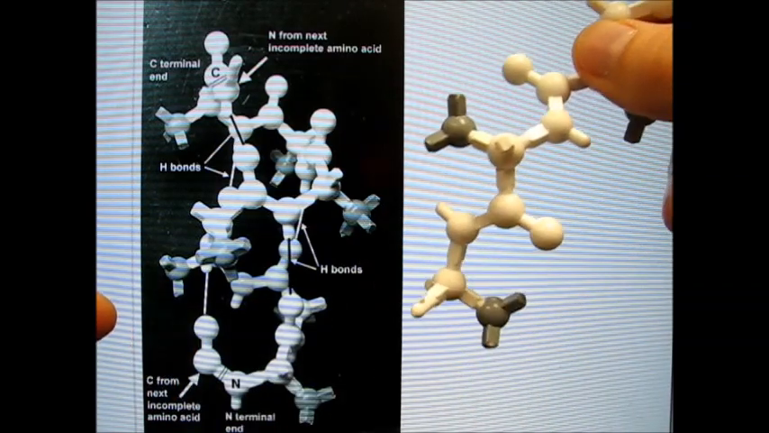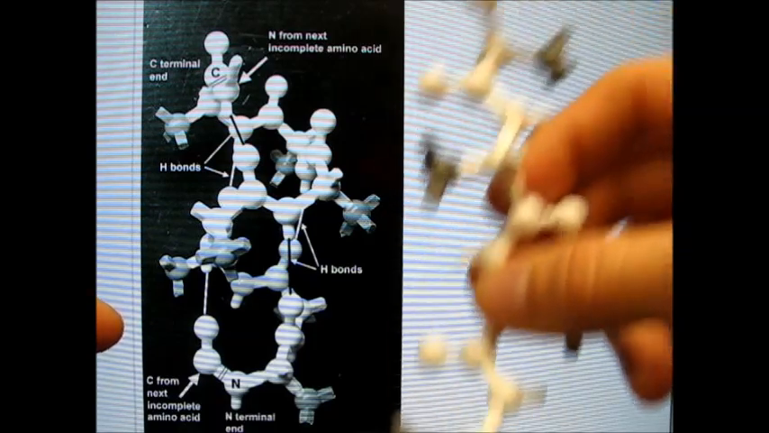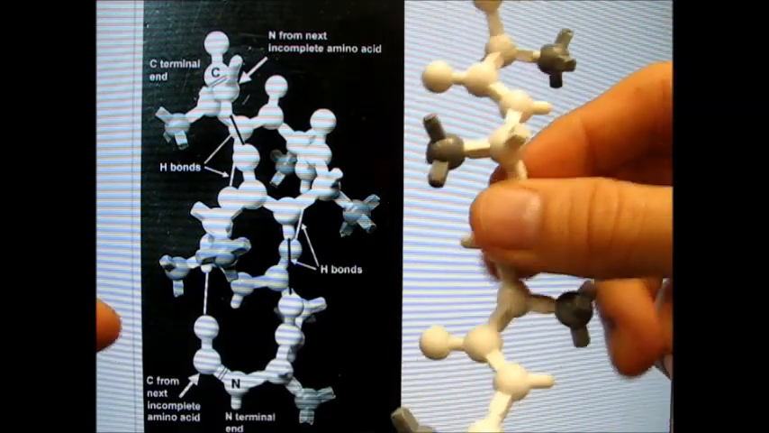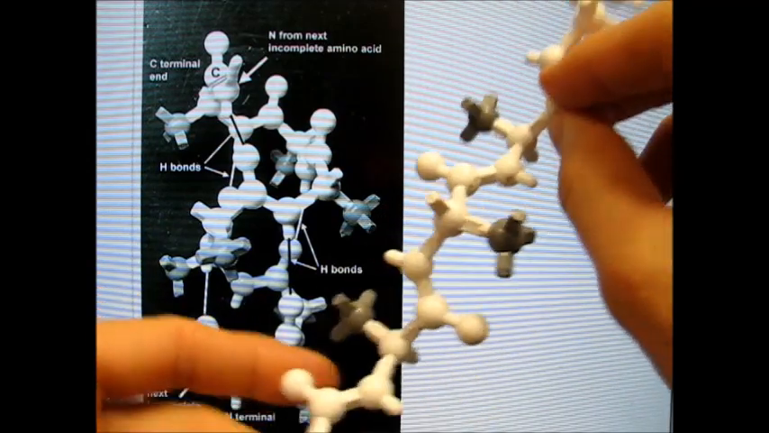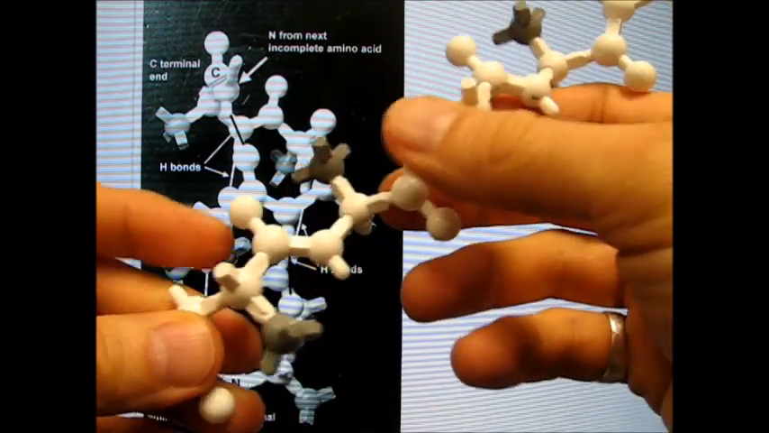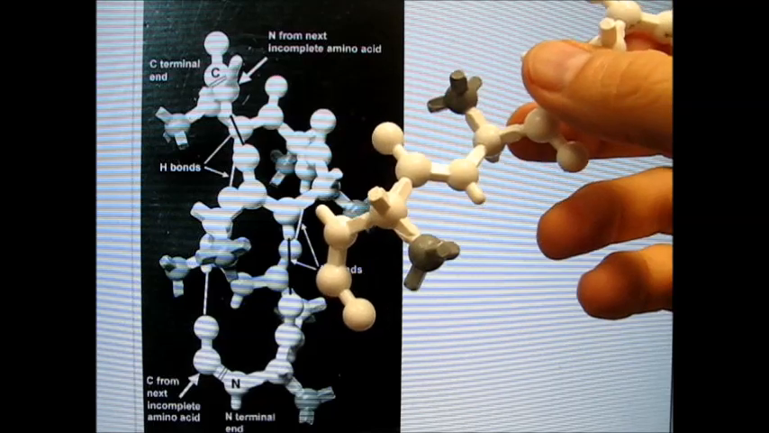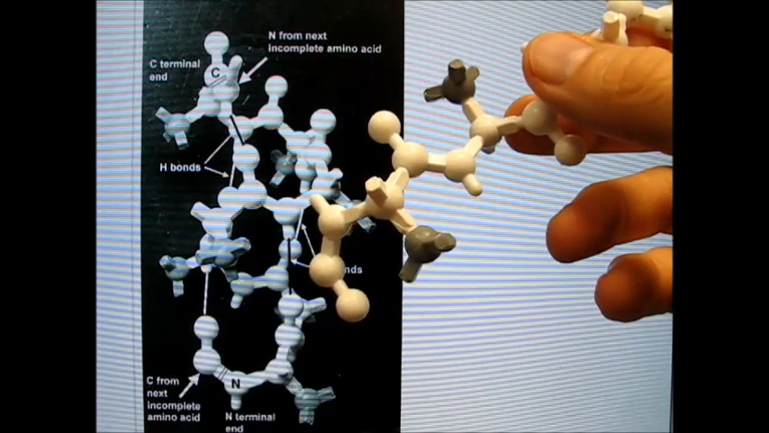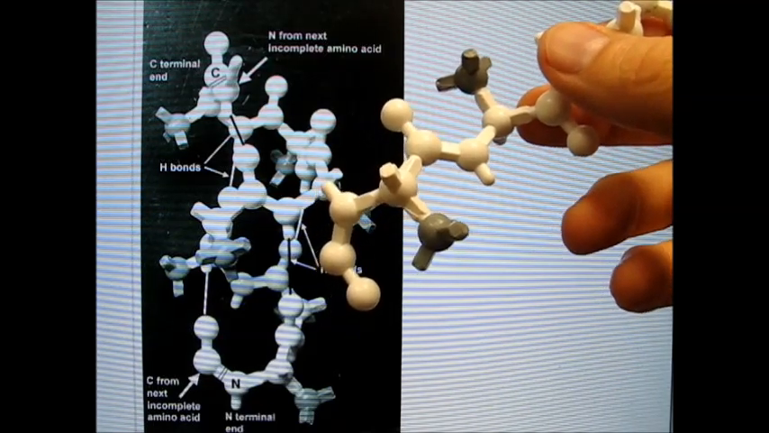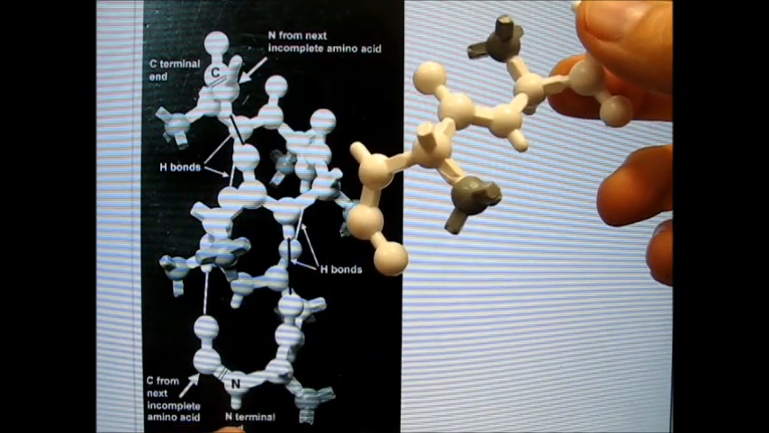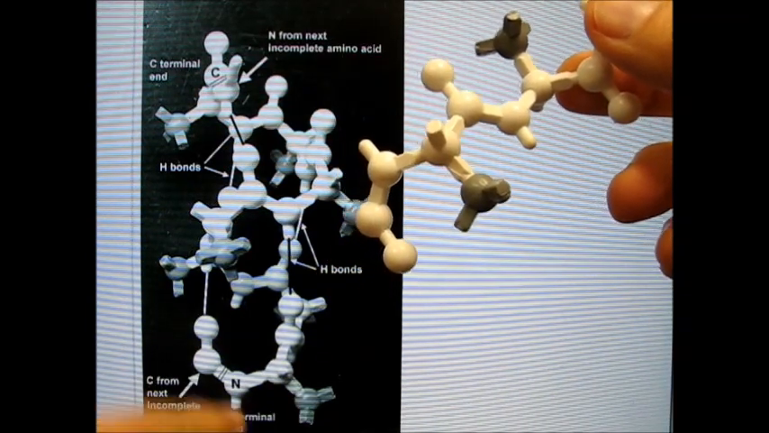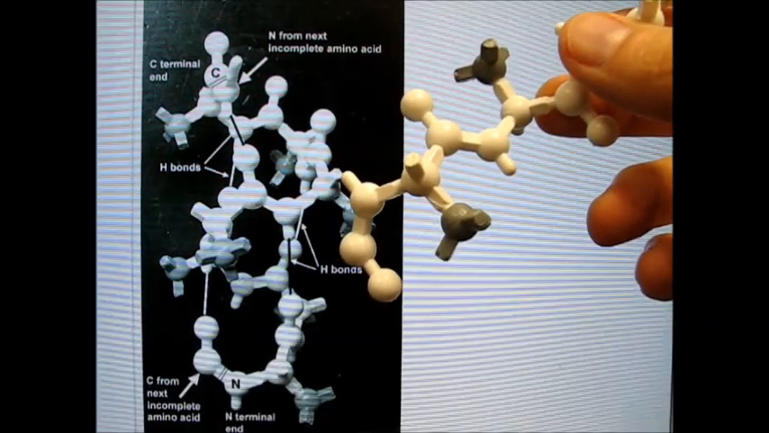So the first thing that you have to figure out is which way is up and which way is down. Is it this way or is it this way? Well, obviously in real life atoms don't have any up or down, but in terms of up and down relative to this diagram, we're going to call the N-terminus down and the C-terminus up.